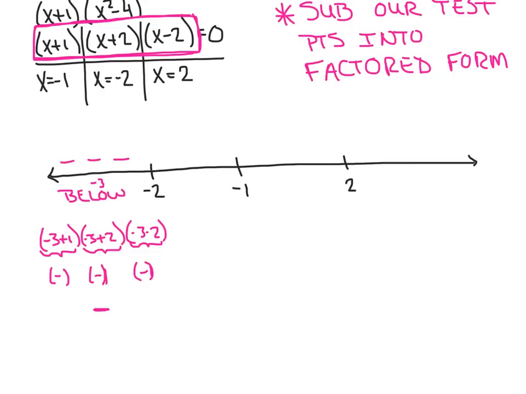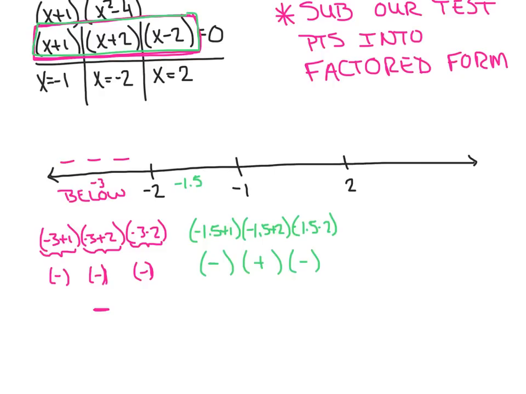My next test point is going to be negative 1.5. And I'm going to plug it into the original function up here. That's going to give me negative 1.5 plus 1, negative 1.5 plus 2, and negative 1.5 minus 2. And so I'm getting a negative times a positive times another negative, and a negative times a negative equals a positive. So this graph is above the x-axis between negative 2 and negative 1.